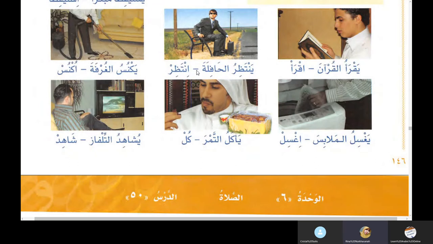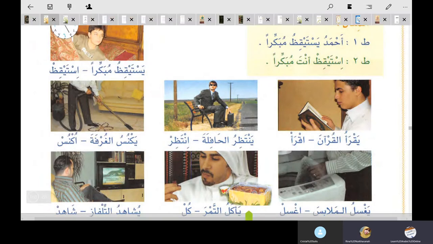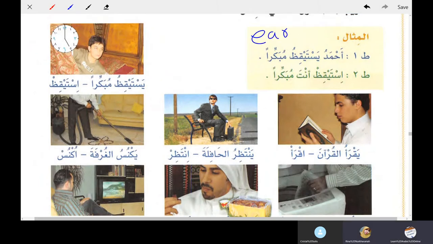Intazir antal hafilata. Intazir anta hafilata mubakiran. We don't need mubakiran here. Do you know the meaning of mubakiran? Mubakiran means early. So for waking up, we use the word early, not for the bus. Here we don't need it. So intazir antal hafilata means you wait for the bus.